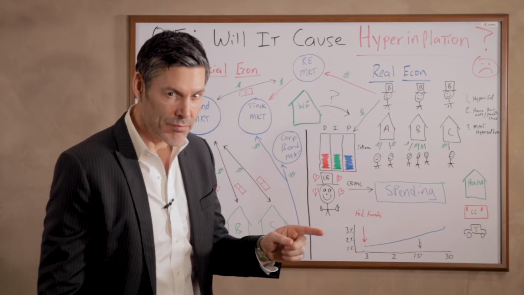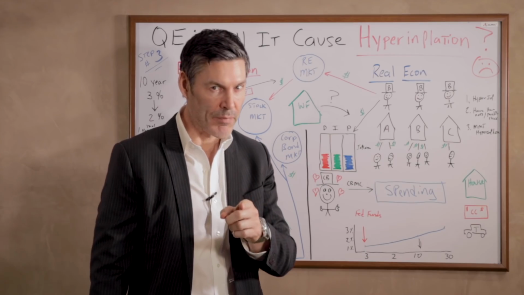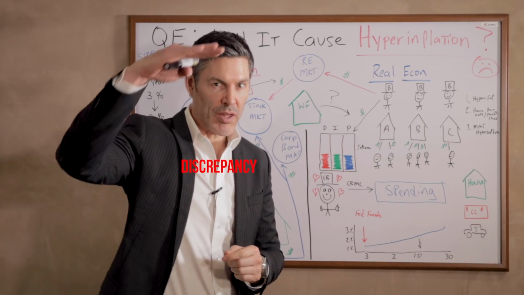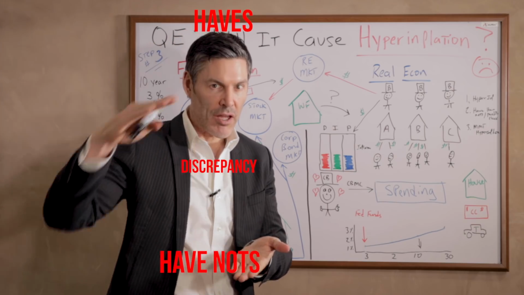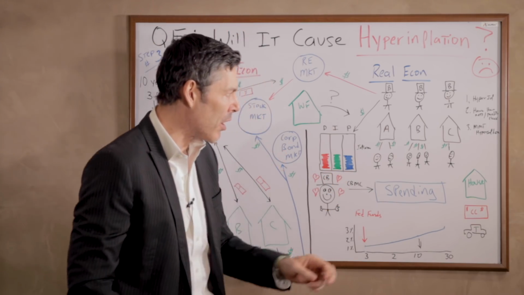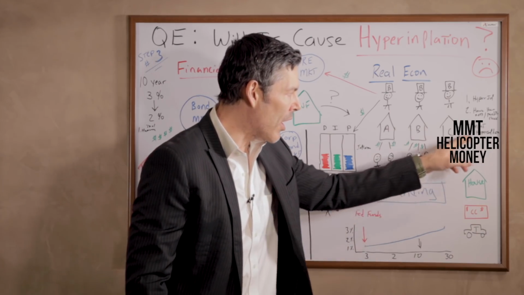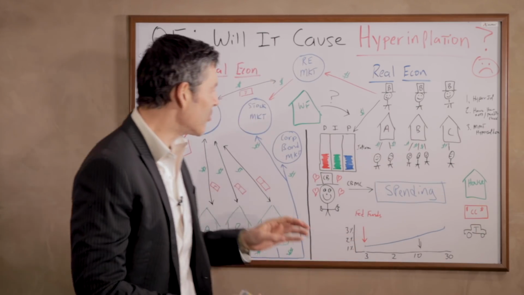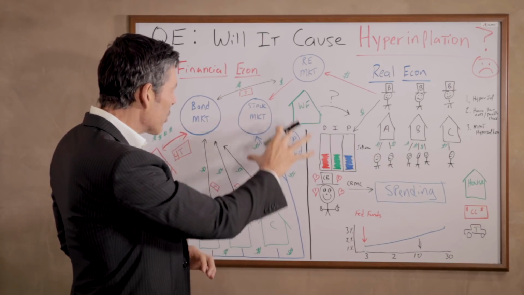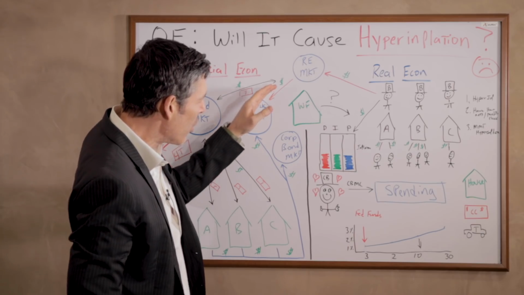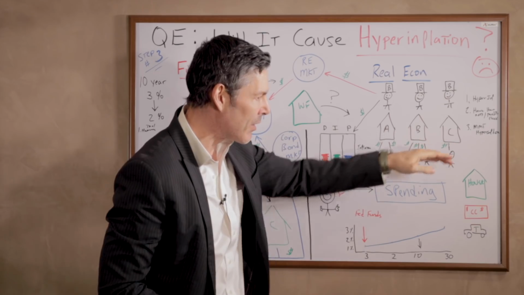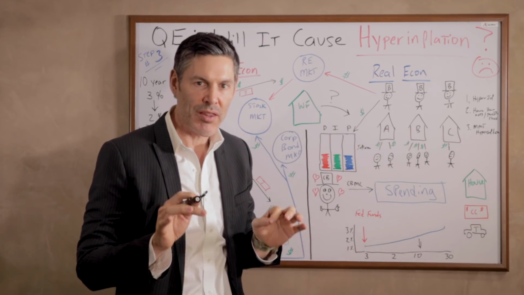Step number 3, I answer the question, will quantitative easing cause hyperinflation? My answer is no, it will not. But what it will cause is a huge discrepancy between the haves and the have-nots that will totally wipe out the middle class. And that will bring on MMT or helicopter money. Why? Because it's the only way that the Fed can get the liquidity from the financial economy over this wall, around the banking system, and into the real economy.